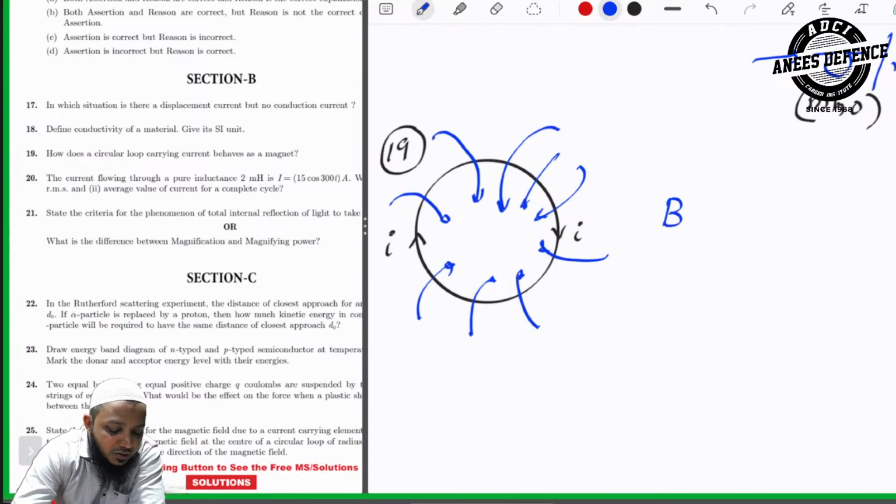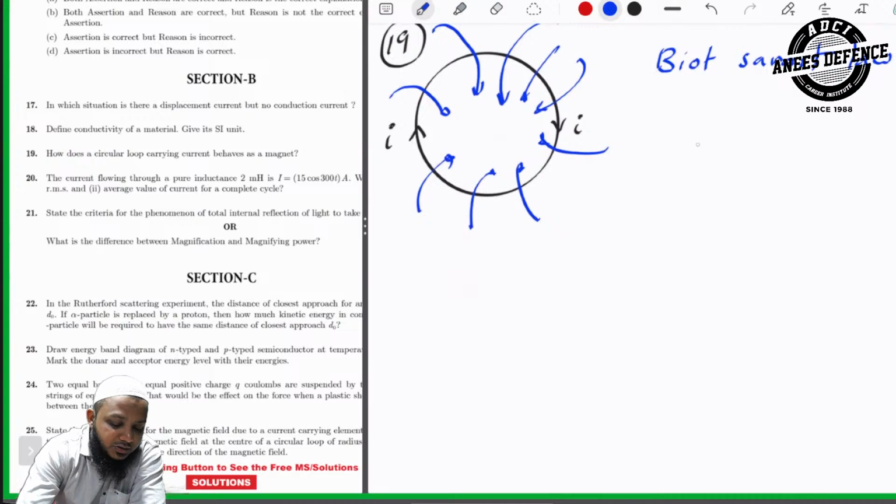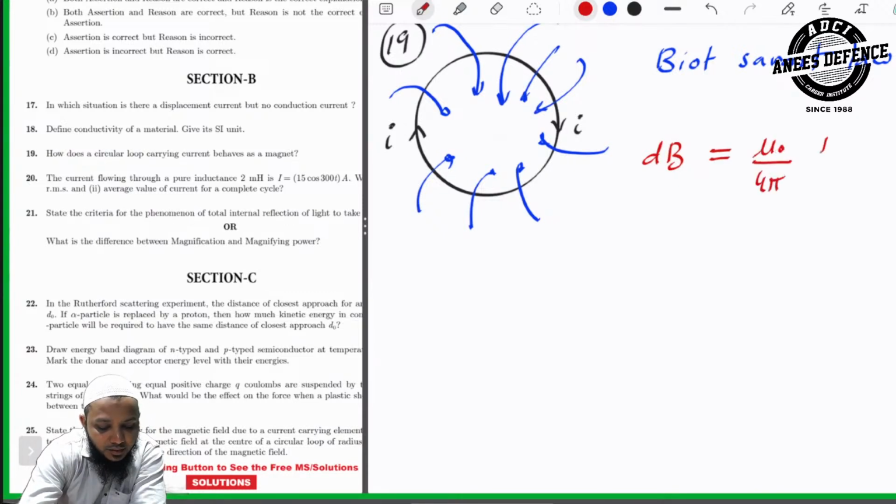The magnetic field at the center of the coil can be derived using Biot-Savart law or Ampere's circuital law. So using Biot-Savart law, we can derive. Do you know what is Biot-Savart law? Biot-Savart law tells that the magnetic field element due to an element of wire carrying some current is equal to mu naught upon 4 pi, I dl sine theta upon r square. This is called Biot-Savart law.